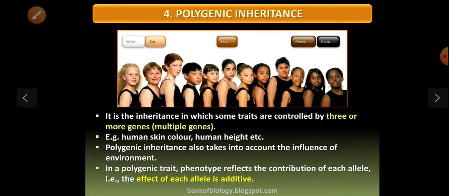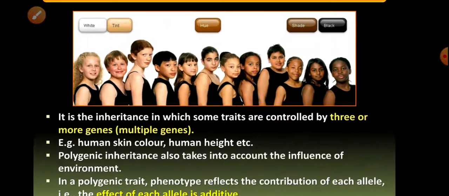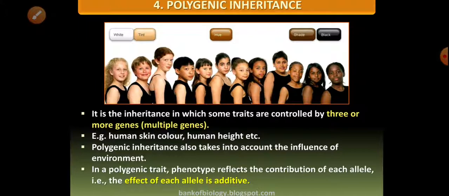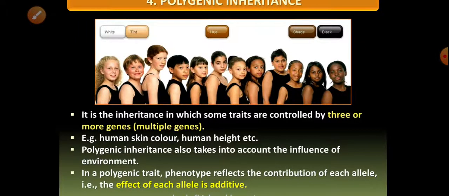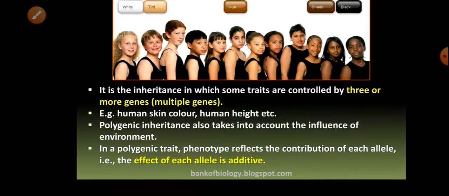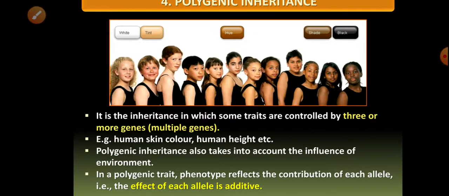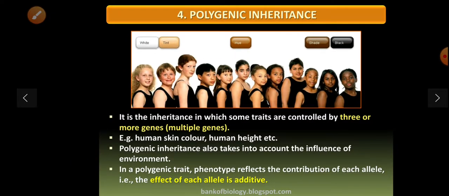Now polygenic inheritance. It is the inheritance in which some traits are controlled by three or more genes, or multiple genes, such as human skin color, human height, etc. Polygenic inheritance also takes into account the influence of environment. In a polygenic trait, the phenotype reflects the contribution of each allele, that is, the effect of each allele is additive.